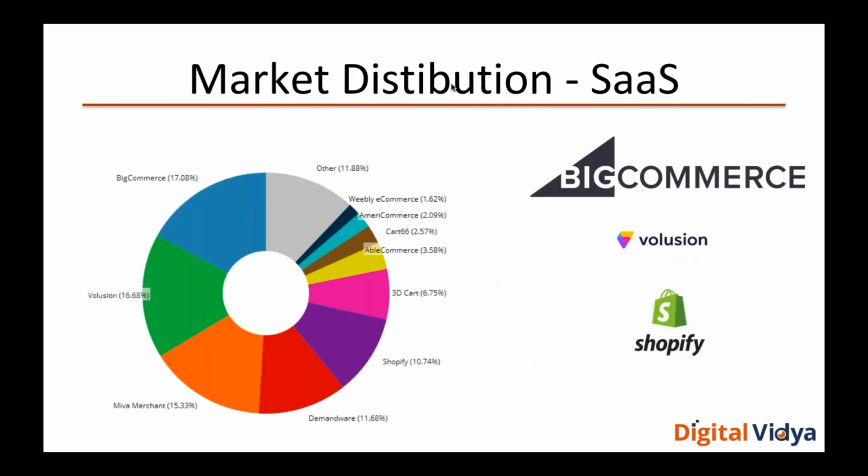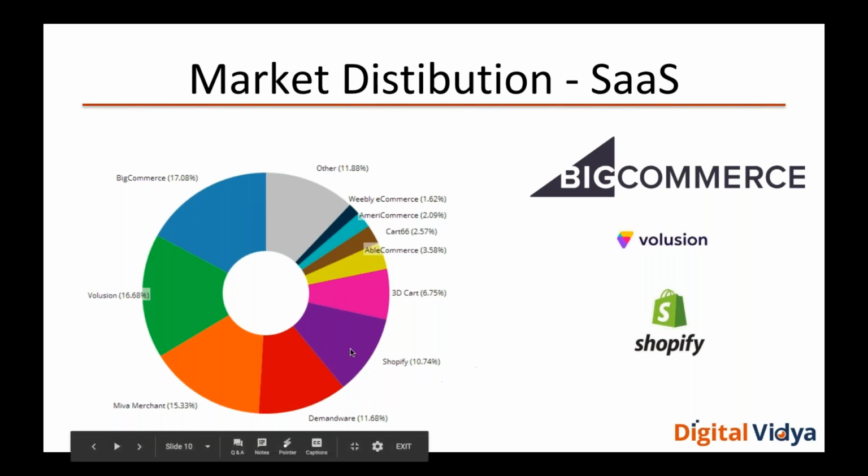If I talk about the market distribution of SaaS, the top or best platforms to go for are BigCommerce, Volusion, Shopify. These are the three international platforms which have been widely used. Here's the distribution. Majorly Shopify has been very easy to use, DIY, and majorly used. Then there's Volusion, BigCommerce and others.